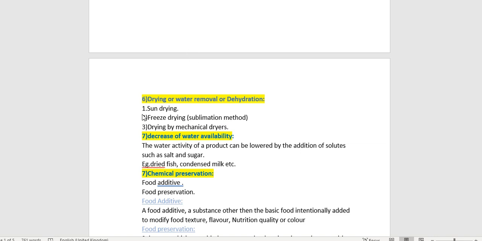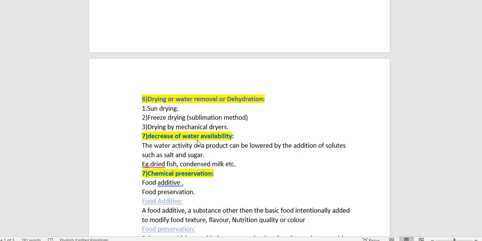And this drying can be attained either by sun drying or by freeze drying, that is a sublimation method where the water is directly removed in the vapor form. And the third one is by mechanical dryers. And these are all used for different kinds of foods. For example, sun drying is used for certain foods like grains, raisins, figs, apricots, nectarines, pears and peaches. Drying by mechanical dryers is mainly used for liquid foods such as milk, juices and soups. And then freeze drying is utilized for some foods such as meat, poultry, seafood, fruits and vegetables.